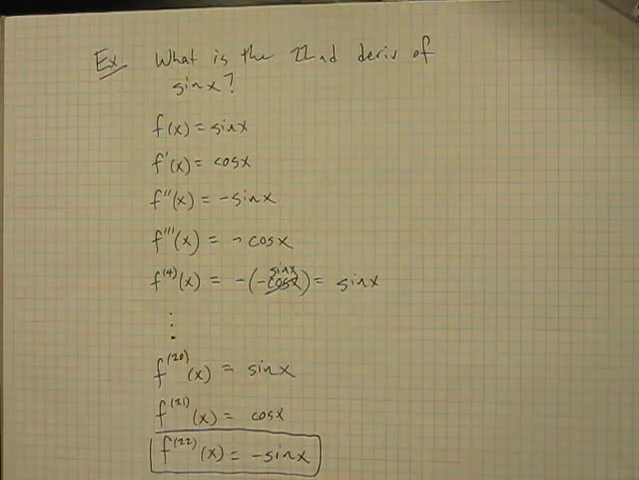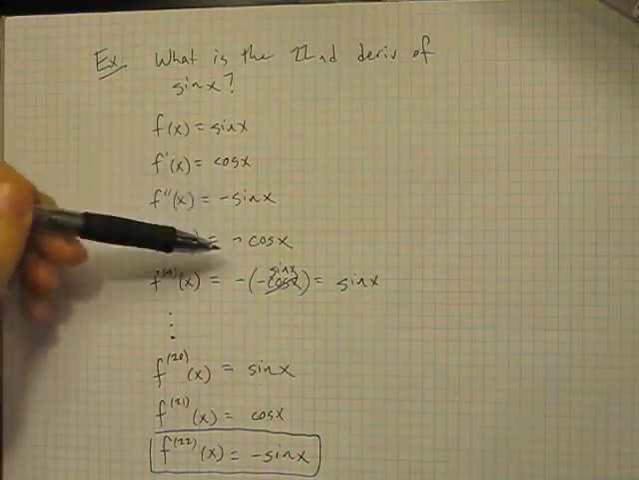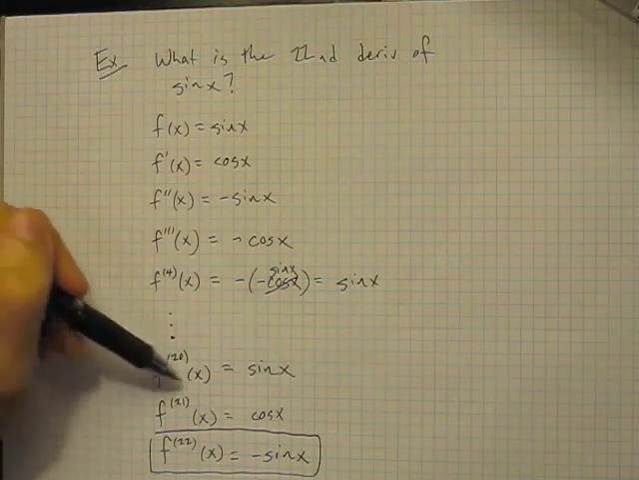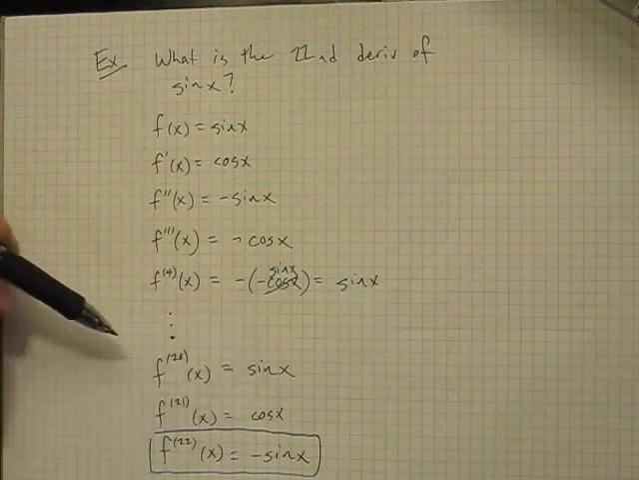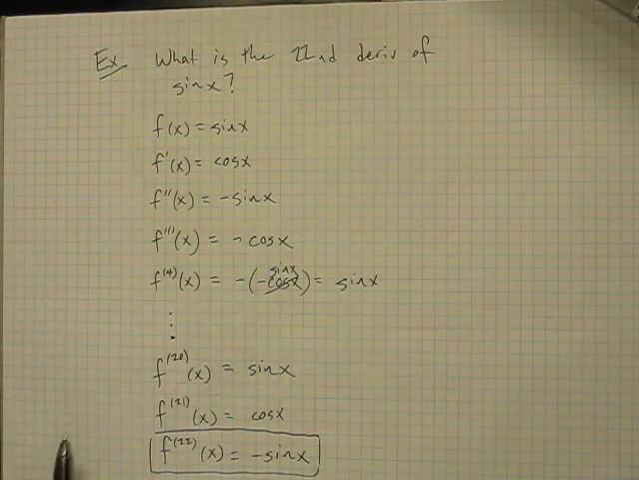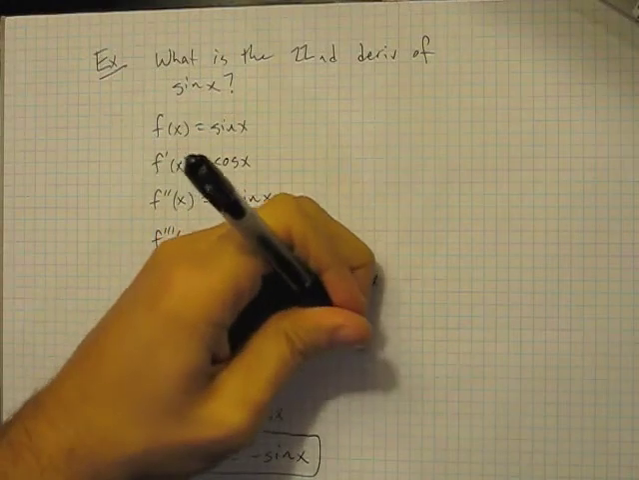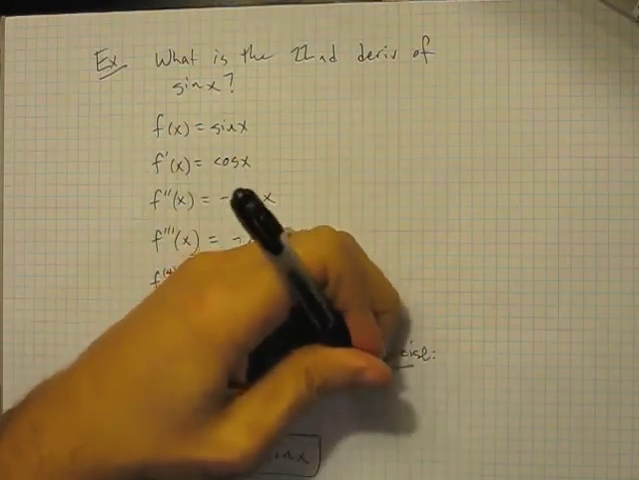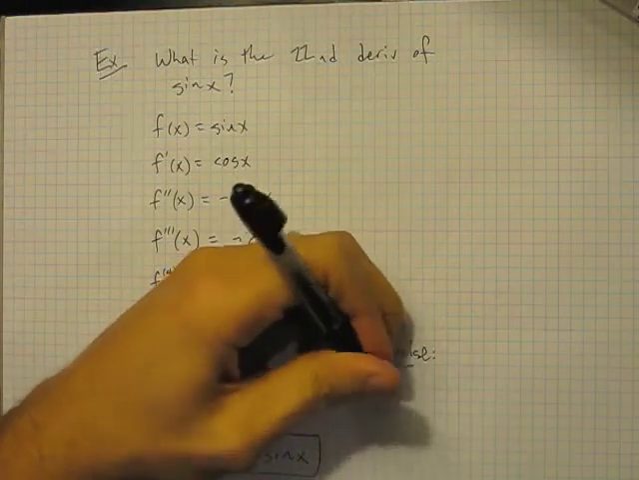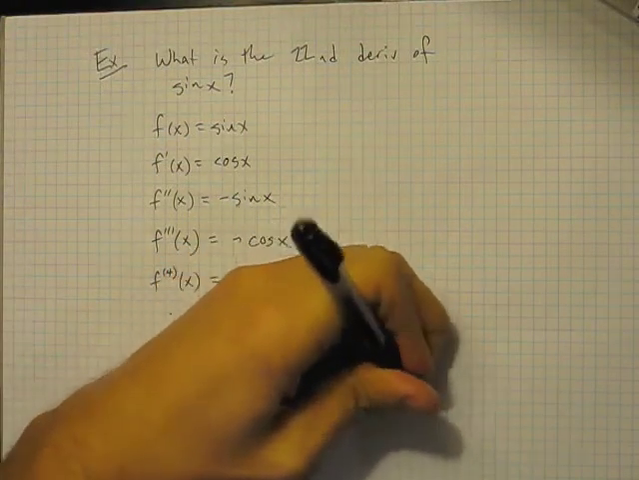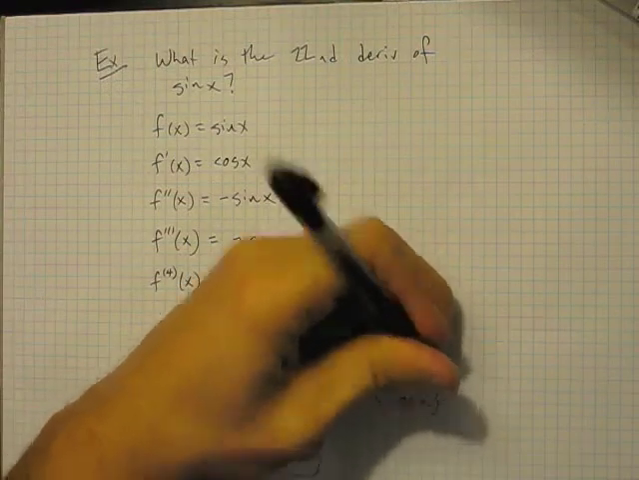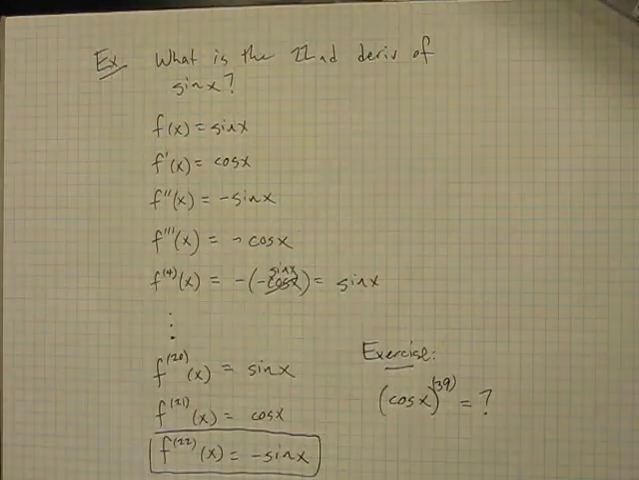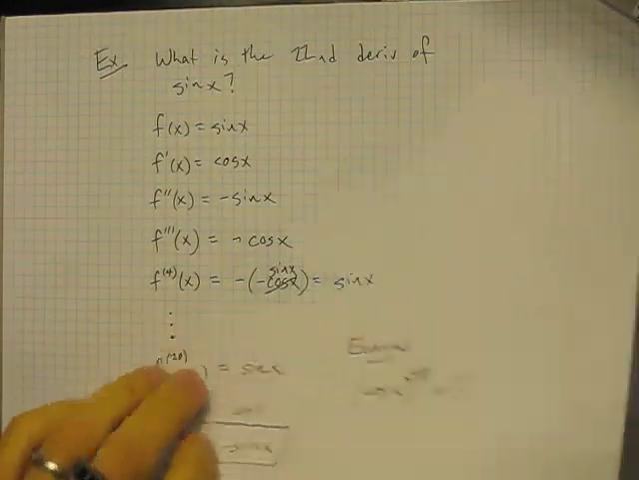Notice all we did was use the fact that the derivatives of the sine function cycle every 4 derivatives. When you get to this multiple of 4, you'll be back at sine of x, and then you just have to take 2 more derivatives. So as an exercise, I'm just going to make one up here: what is the 39th derivative of cosine? Try to do that on your own. Okay, very good.